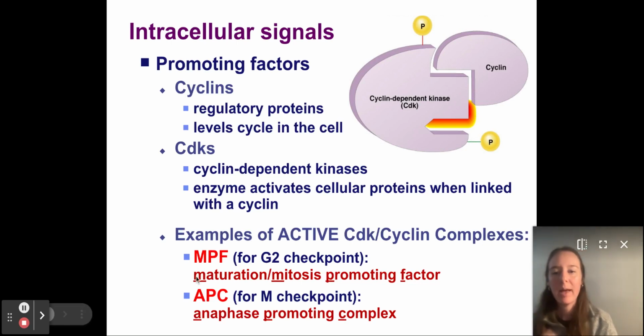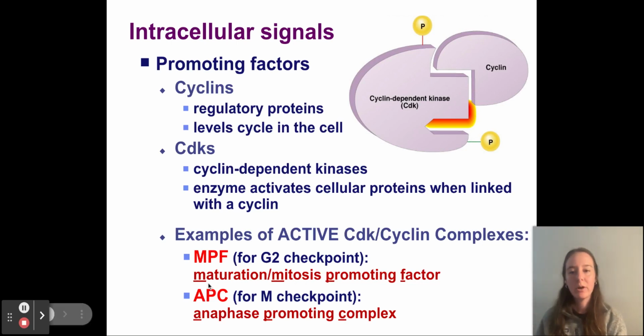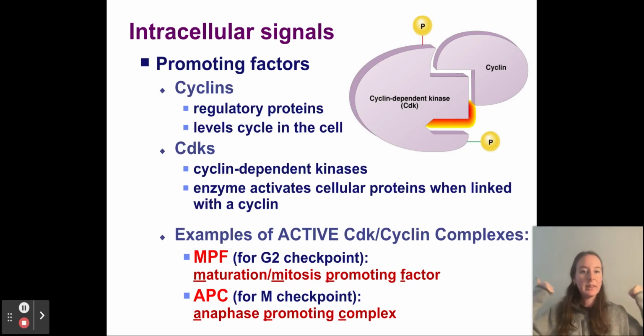Some examples: MPF for the G2 checkpoint. At the G2 checkpoint, if you have this CDK and cyclin complex, that is the green light. This allows the next phase to happen. So we call it the maturation or mitosis promoting factor. It's going to tell the cell at the end of the G2, hey, you can move on into mitosis. Everything's clear. The other one is called anaphase promoting complex. At the M checkpoint, this tells the cell, hey, guess what? All the sister chromatids are connected to kinetochores. You can move on. You can split the sister chromatids and move into anaphase. We wouldn't want to leave any chromatids behind.